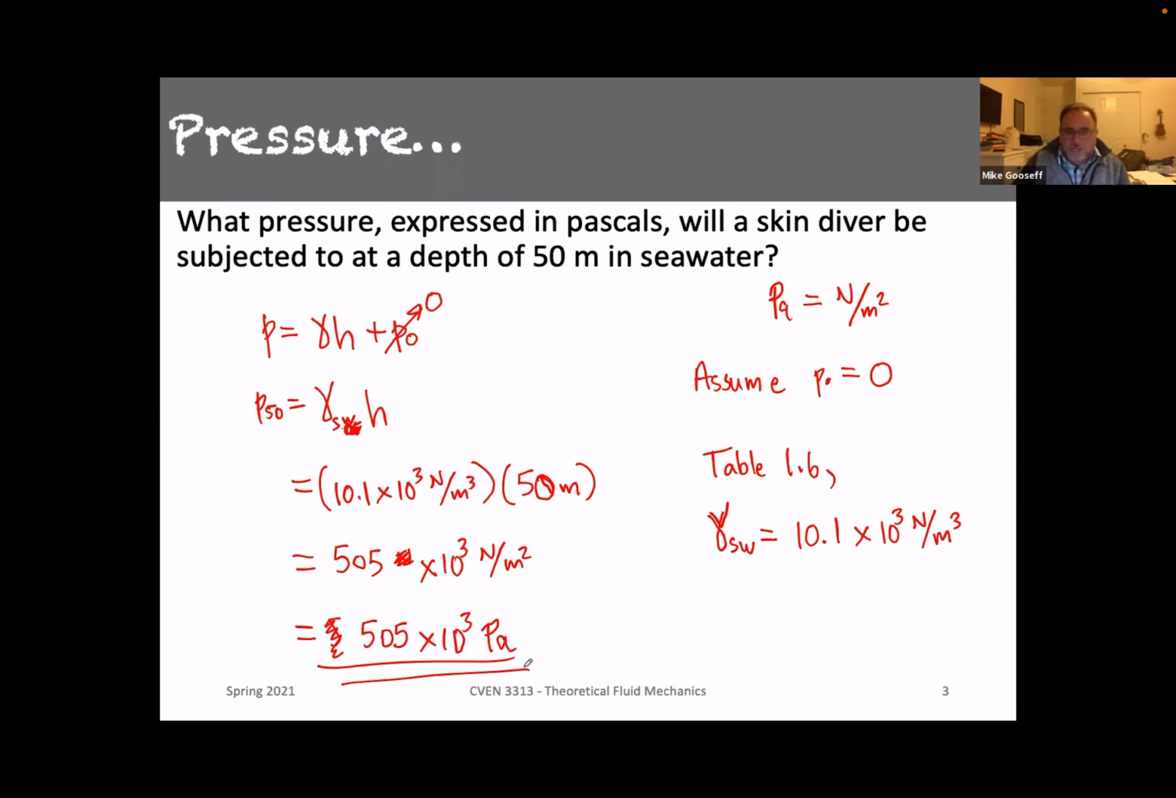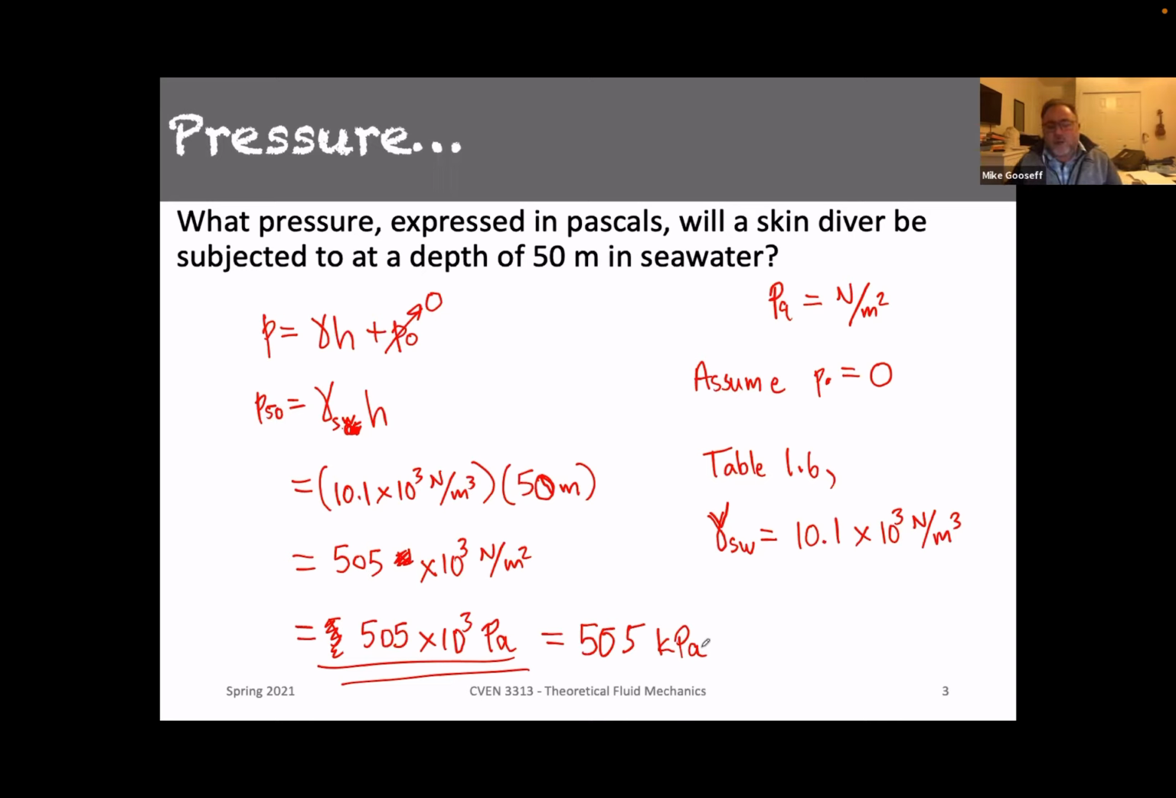Now, there's one thing that we could do to make this a little simpler. If we express this in kilopascals, we could get rid of that 10 to the third, because kilo of anything is 10 to the third. So we could say that this is 505 kilopascals. Are we still answering the question the way it's been asked, since it was asked to be expressed in pascals? Yes, as long as you're not changing to pounds per square foot or pounds per square inch, something like that. So we'll keep the kilopascals there.